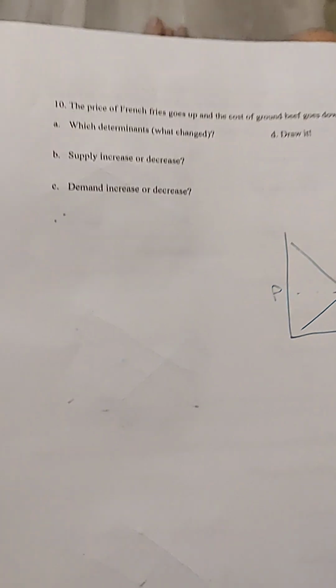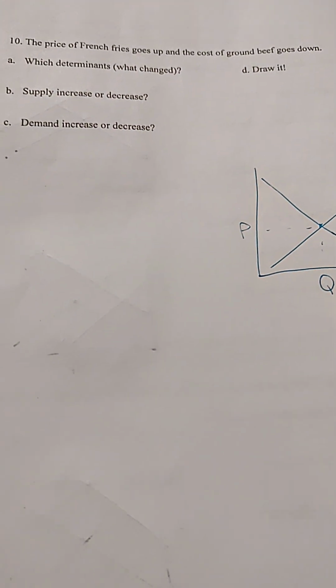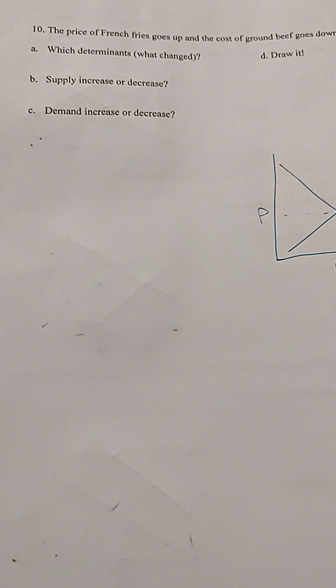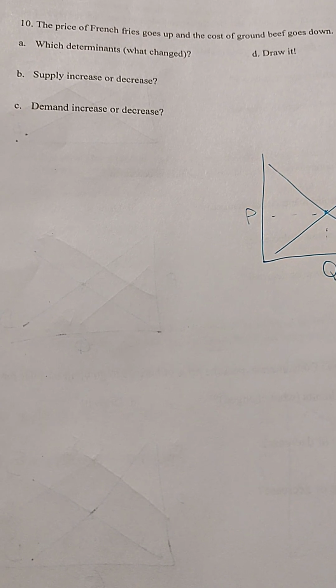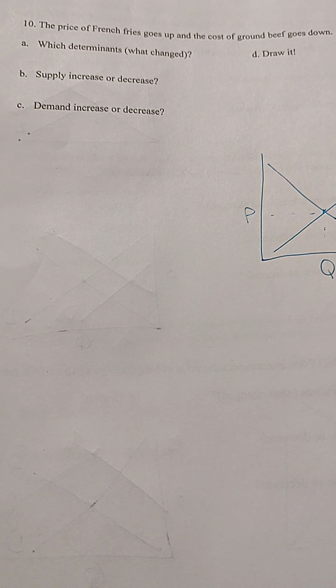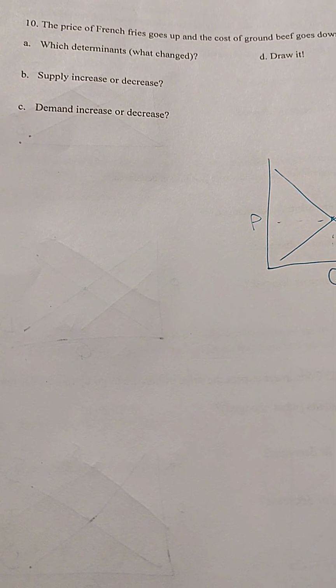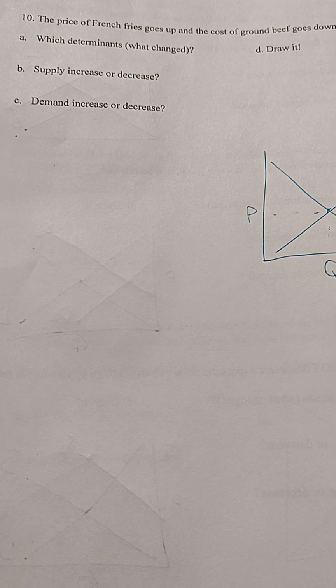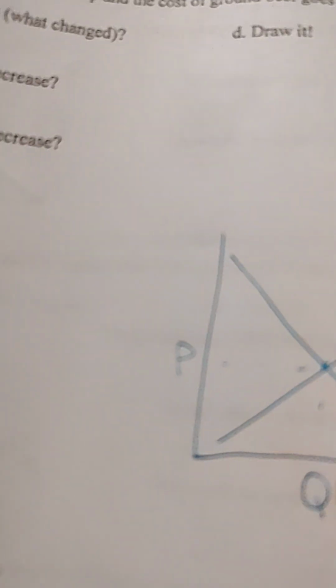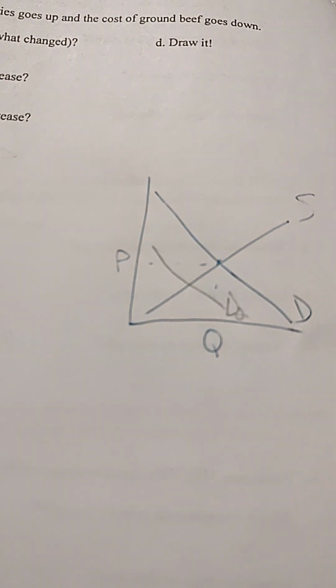Okay, one last one real quick. Let's take a look here. The price of French fries goes up and the cost of ground beef goes down. Okay, so French fries, price of French fries, that's a complementary good. Fries and burgers go together. If the price of a complement goes up, that's demand, and demand for the burgers is going down. So let's go ahead and shift that demand curve to the left.